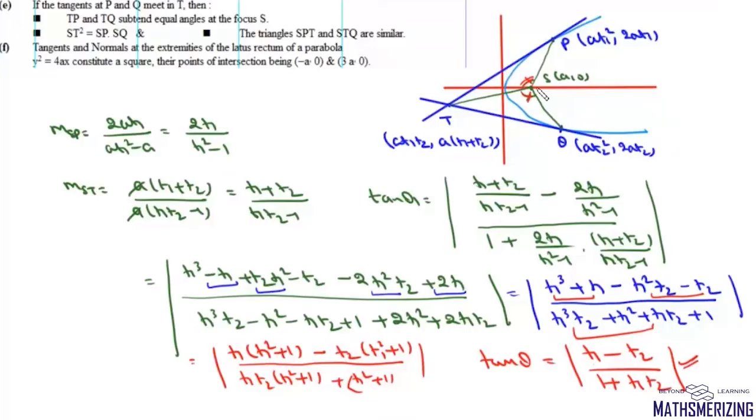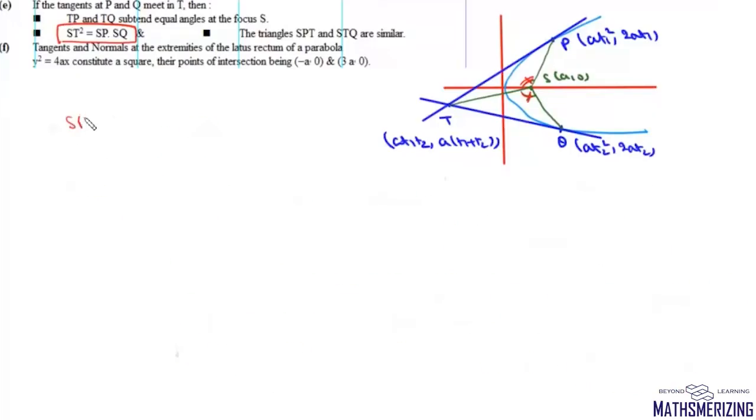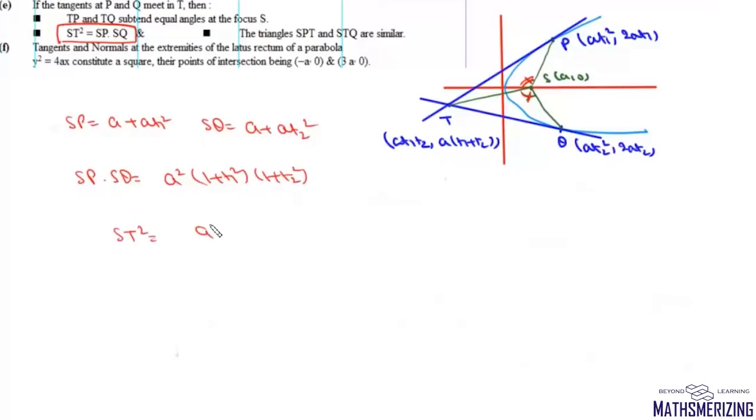Now the second result is we need to prove that ST² is equal to SP into SQ. Now SP is nothing but a plus at1² and SQ is a plus at2². So SP into SQ will simply be a² (1 plus t1²)(1 plus t2²). Now we'll write ST. ST² is the distance between S and T. So it'll simply be a²(1 minus t1t2)² plus a², and this is (t1 plus t2) whole square.